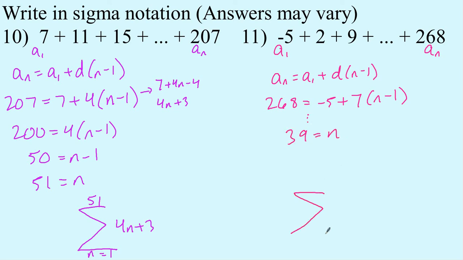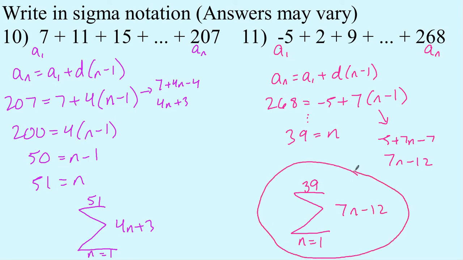So now for our sigma notation, we start when n equals 1, all the way to when n is 39, and we're going to add up all those numbers. So that would be this formula, but we can simplify that. Negative 5 plus 7n minus 7, 7n minus 12. If you have any questions, just ask me in class.